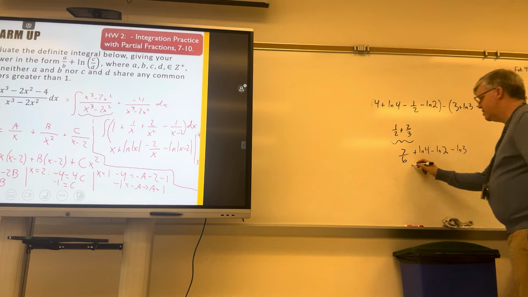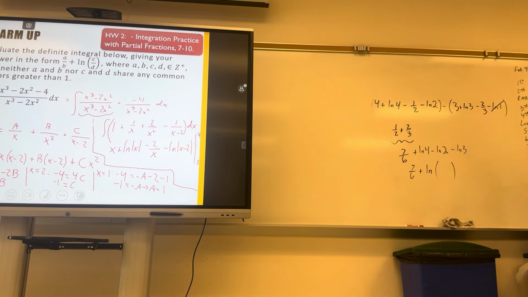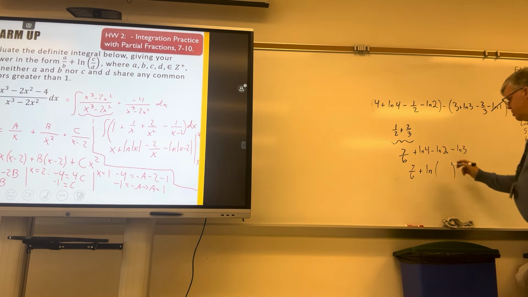And then the ln terms, we have ln 4 minus ln 2 minus ln 3. So can we put that together in one ln expression? ln 4 minus ln 2 would be ln 2. ln 2 minus ln 3 is ln 2/3.